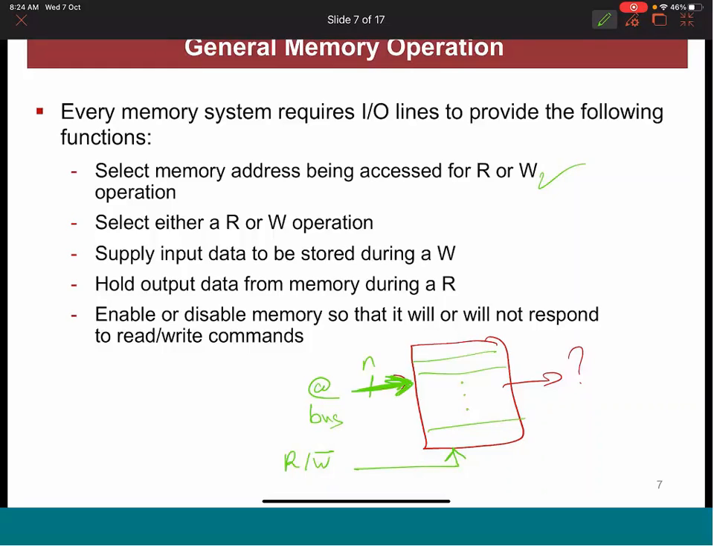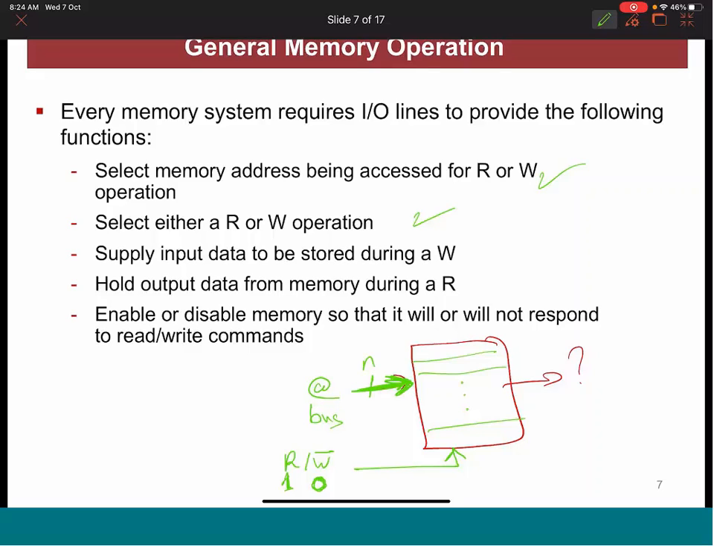So if I want a read operation, I will put 1 here. If I want a write operation, I'll put 0. So 1 means what will follow is a read operation. 0, what will follow is a write operation. Right? So we select either a read or write operation.